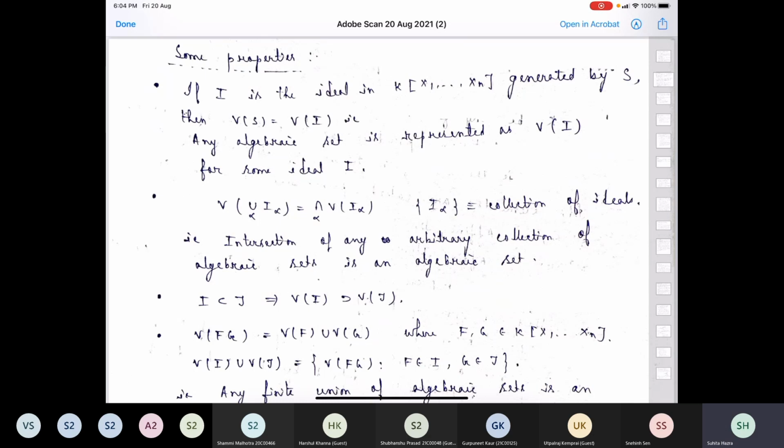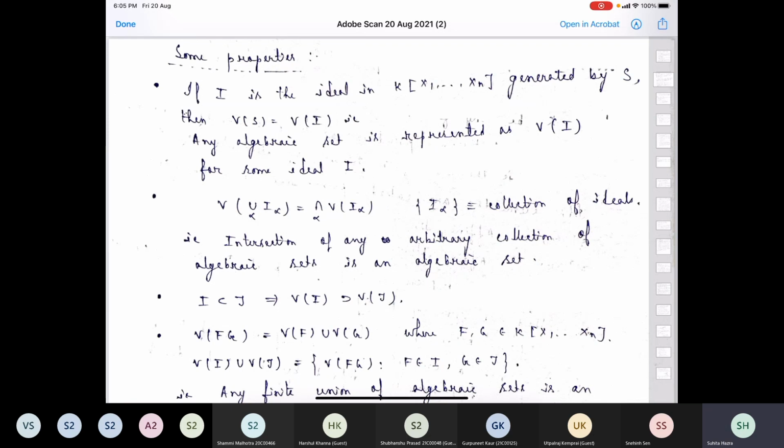So the next property is very clear: V of the union of I_alpha is the intersection of V(I_alpha), where I_alpha is a collection of ideals. That is, the intersection of an arbitrary collection of algebraic sets is an algebraic set. That is, the collection of algebraic sets is closed under arbitrary intersection. Okay, this is a very important property. I will come to it later. Now, for the third point, if I is a subset of J, then V(I) is a superset of V(J). You can easily check these properties because these are mostly set theoretic.